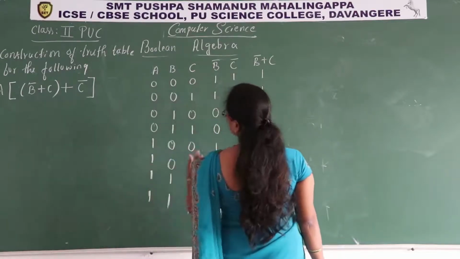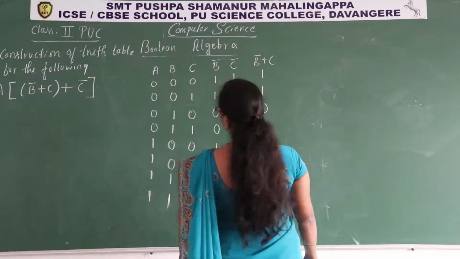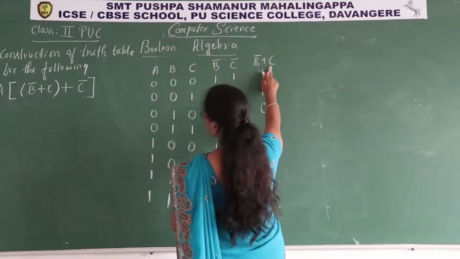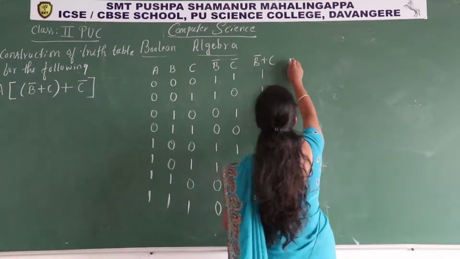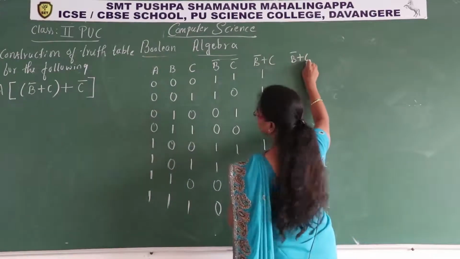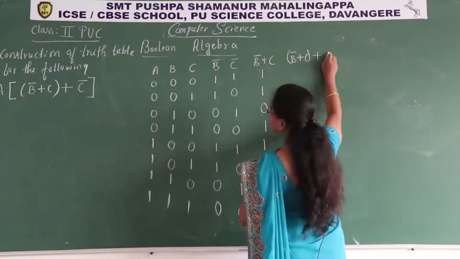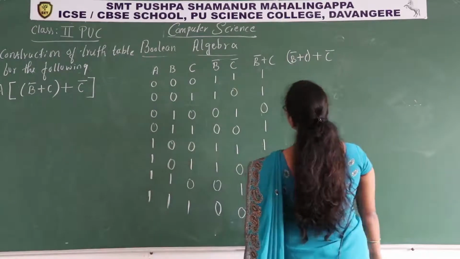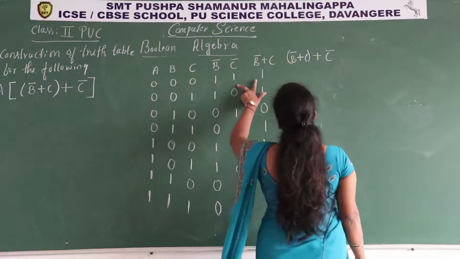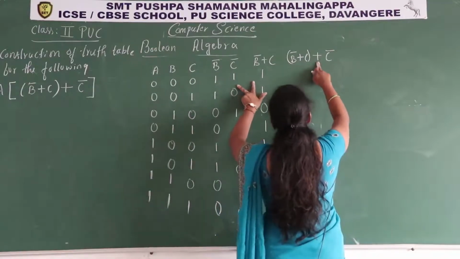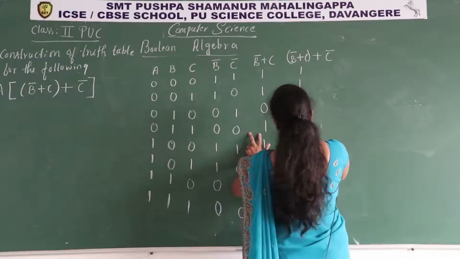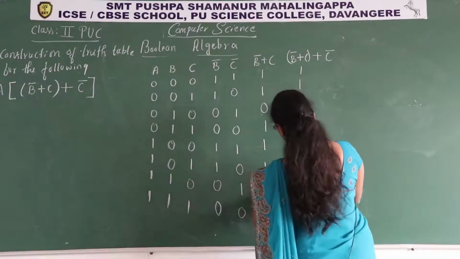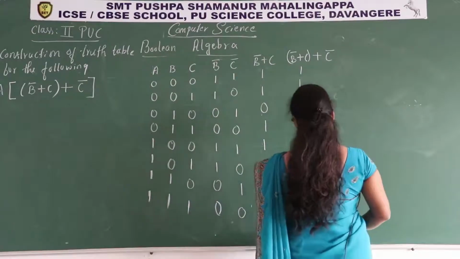Next, between these two columns, B bar plus C plus C bar. So these two columns. Plus operation, that is logical OR operation. 1 1 1 1 1 1 1 1.